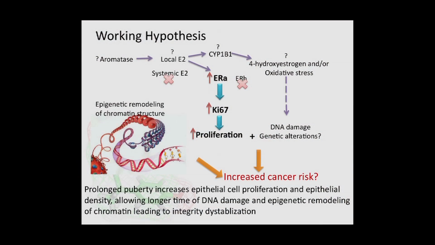We want to ask the question of whether local versus systemic estrogen, which we already ruled out, is going to affect estrogen receptor alpha, maybe promoting proliferation and giving rise to oxidative stress and other opportunities for the cell to be under heavy DNA damage. And if the damage is not repaired, they will perhaps lay down some primary DNA sequence changes.